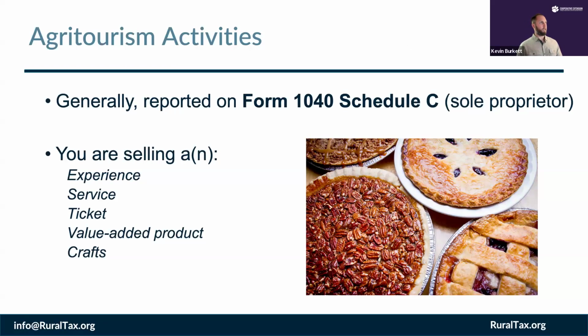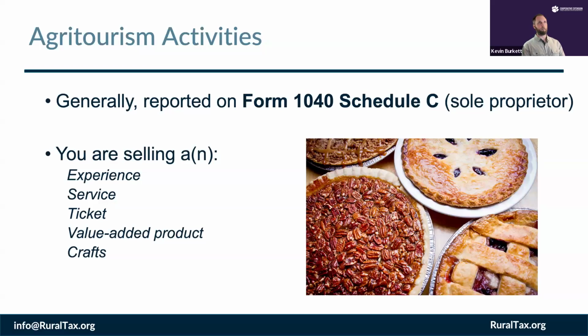And so for the agritourism, it is going to be reported on Schedule C if you're a sole proprietor or a single member LLC, meaning you are the sole owner of that operation, and you are running it yourself. And so you are selling, in this particular instance, not a farm product, but you are selling, say, an experience, a service, a ticket, a value added product, or perhaps a craft. And again, that's probably not all inclusive, but those are the type of things that we tend to see as we talk about agritourism type activities or Schedule C type activities.